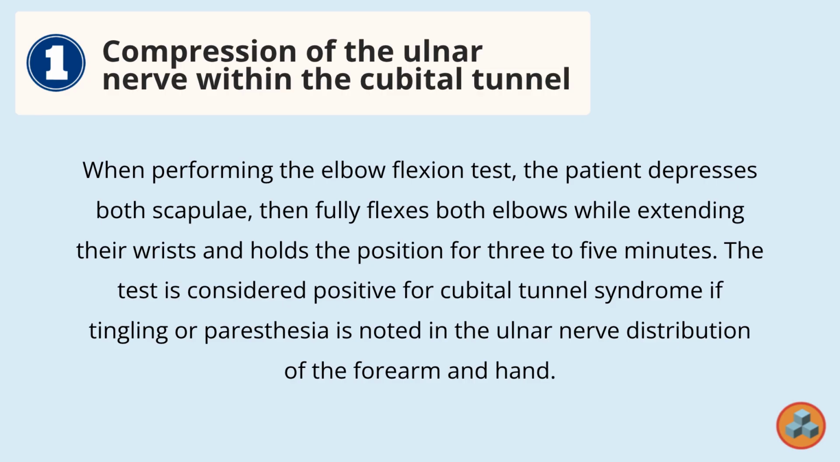Option 1. Compression of the ulnar nerve within the cubital tunnel. When performing the elbow flexion test, the patient depresses both scapulae, then fully flexes both elbows while extending their wrists and holds the position for 3 to 5 minutes. The test is considered positive for cubital tunnel syndrome if tingling or paresthesia is noted in the ulnar nerve distribution of the forearm and hand. Sustained elbow flexion decreases the space within the cubital tunnel, increasing pressure on the ulnar nerve and reproducing neural symptoms.